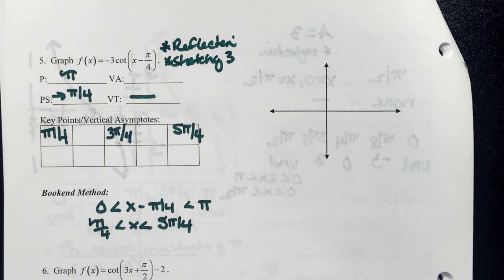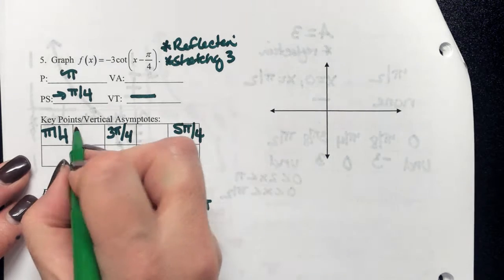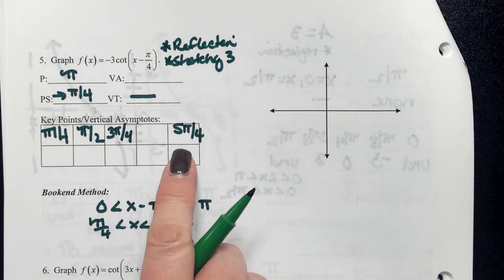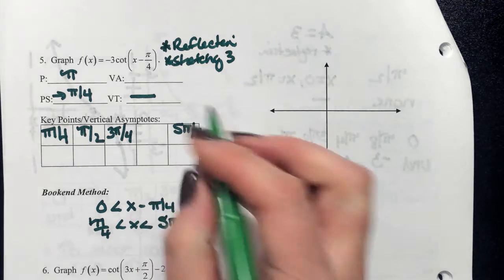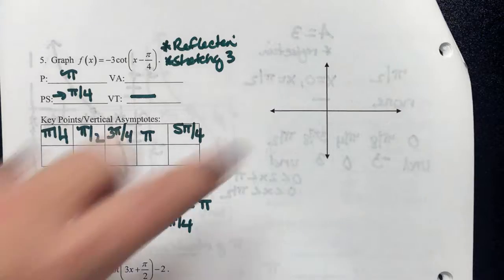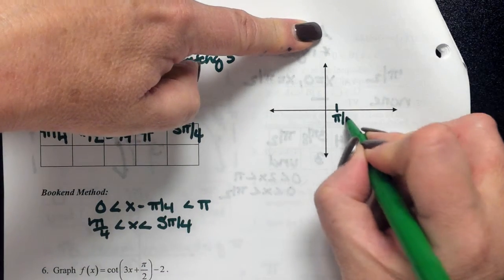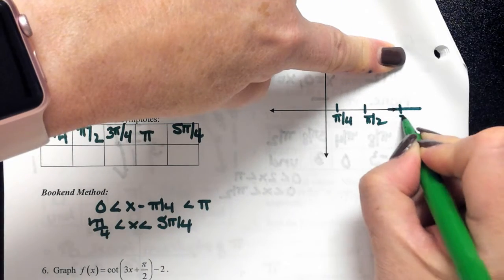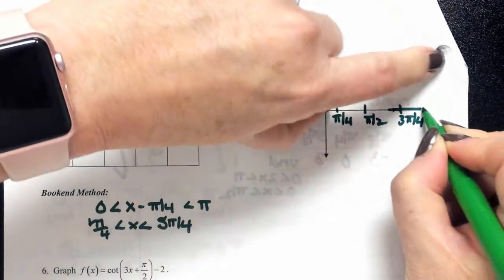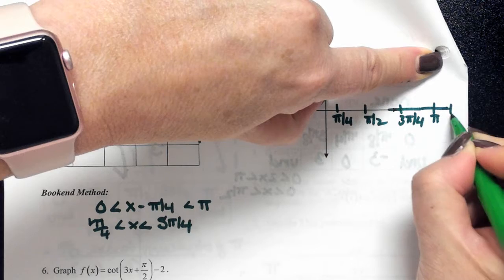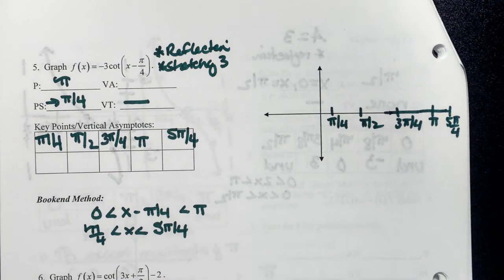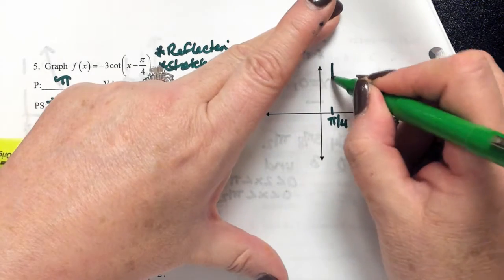What's the midpoint between pi over 4 and 3 pi over 4? Pi over 2. And then the midpoint between 3 pi over 4 and 5 pi over 4? Pi. So again, I'm going to start labeling my x-axis at pi over 4. Remind me again where my asymptote's going to be. Pi over 4 and 5 pi over 4.